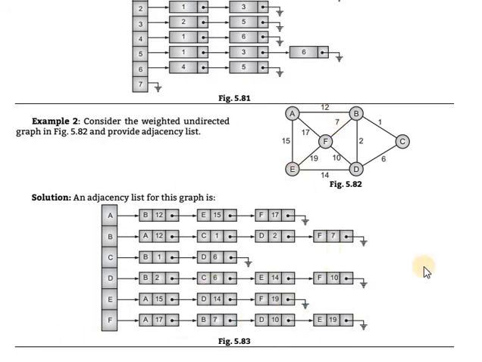Clear that? That is how to write the adjacency list. These are simple, easy questions. Do not reduce the marks on adjacency matrix and list. Okay, their own marks are there.